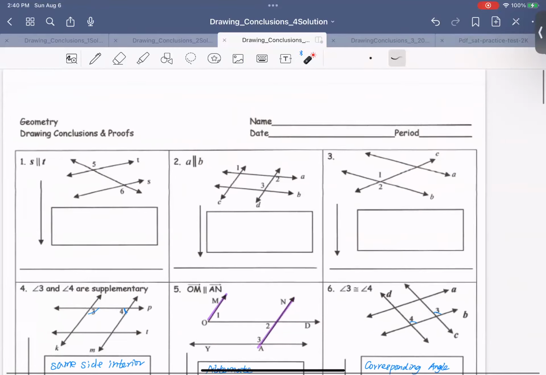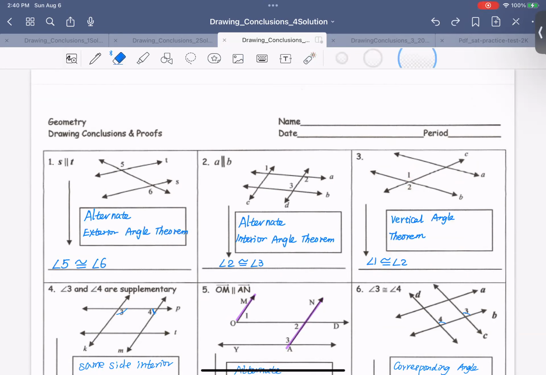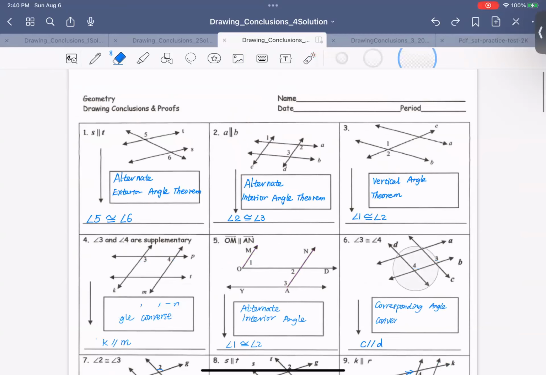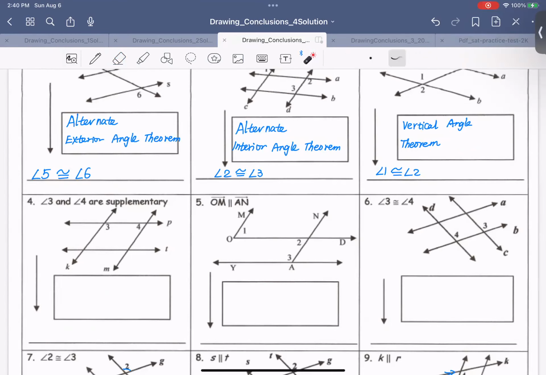And then number 3, go ahead. Vertical angle. The 1 and 2, these are vertical angles. You want to say angle 1 congruent to angle 2, right? Okay, that's pretty good. Now let's look at the second row. Let's see, Jeffrey. Number 4, please.